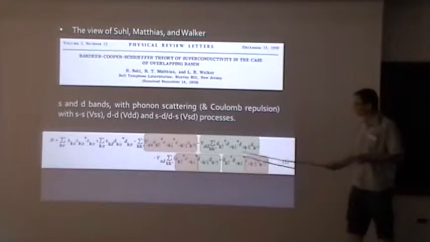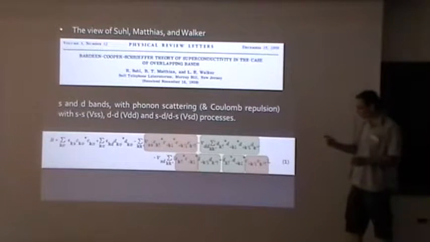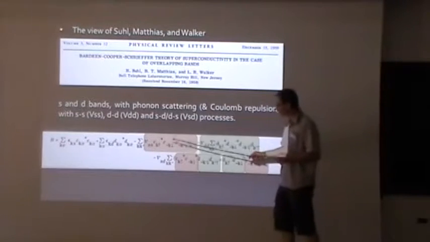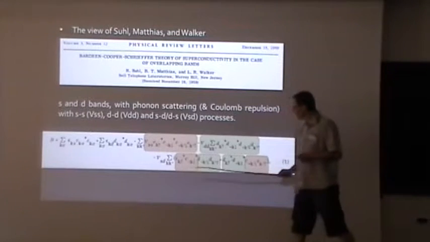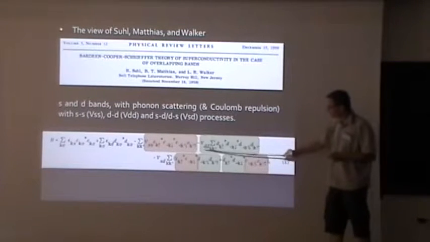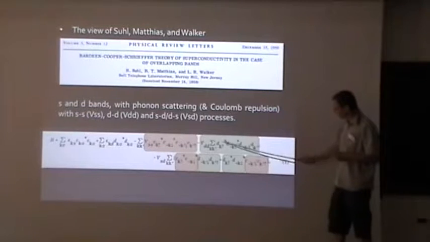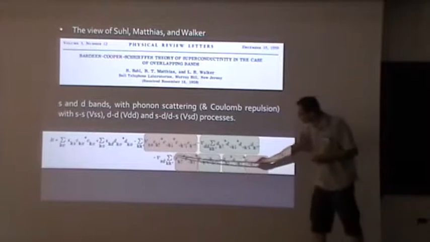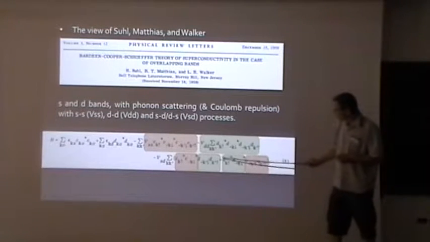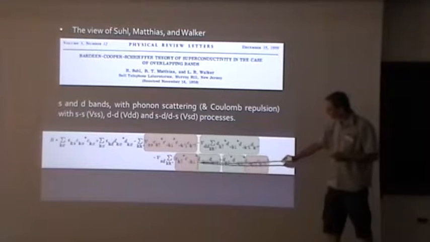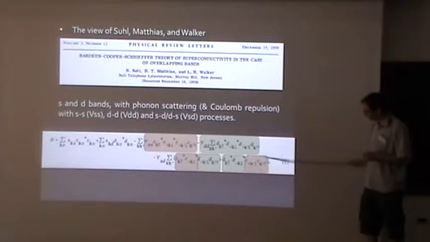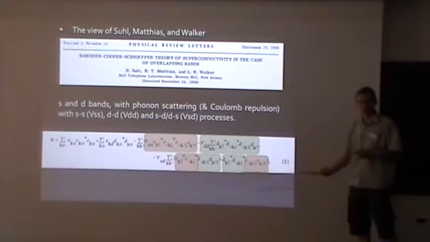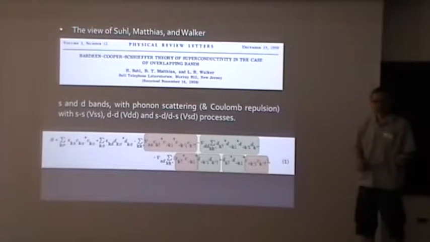And then you have the usual pairing mechanism that you need to add in the Hamiltonian to get superconductivity. So one for the S band with an interaction V_SS. Another one for the D band with an interaction V_DD. So with this one you create Cooper pairs in the D channel. And then another one, V_SD, where basically you destroy a Cooper pair in the D band to create it in the S band, or the reverse. You destroy in the S band and you create in the D band. So this is a very simple coupling between the two.